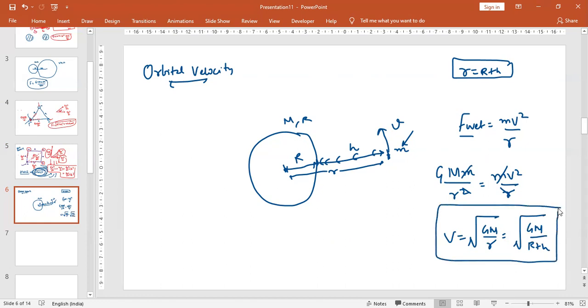If you have any doubt on this, you can ask me now. Or please write down the formula for orbital velocity. So this is your orbital velocity.